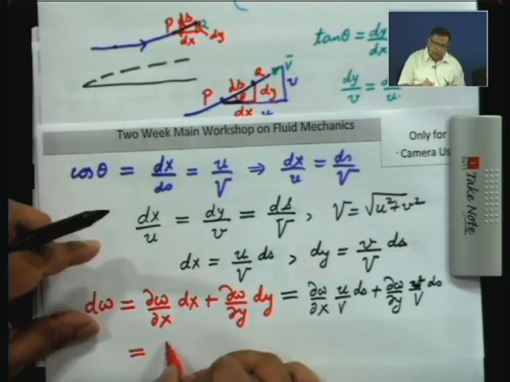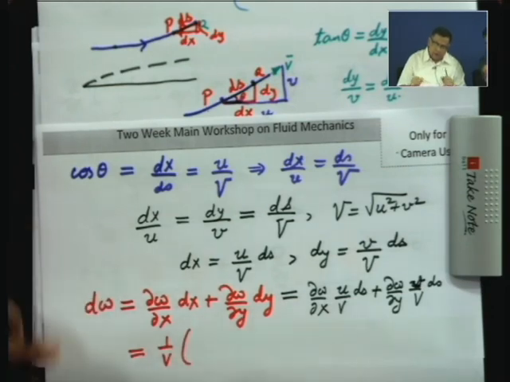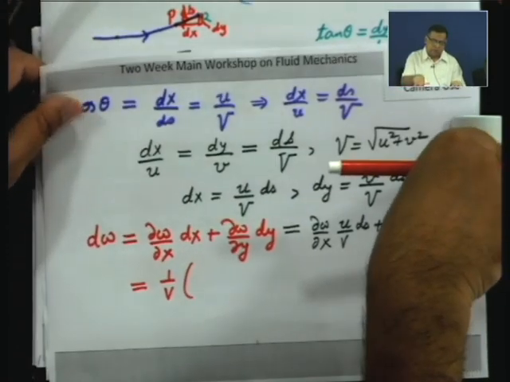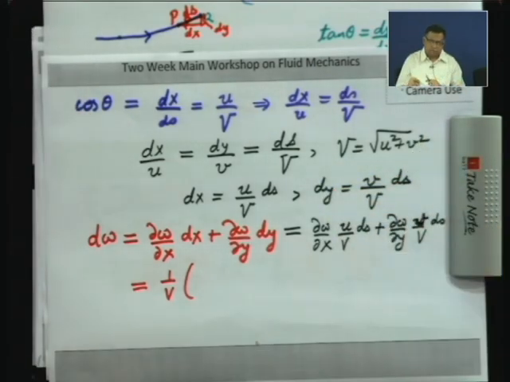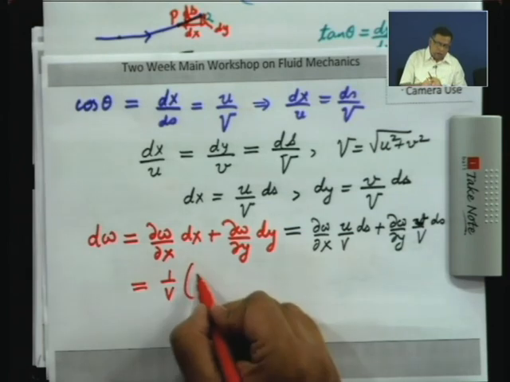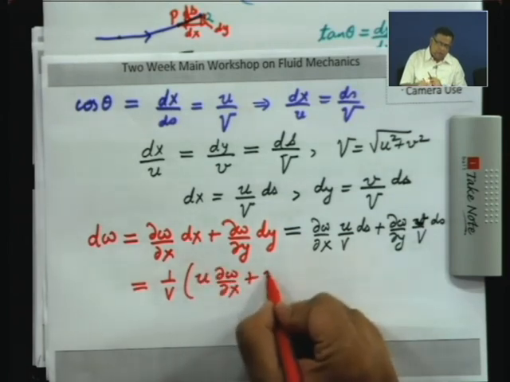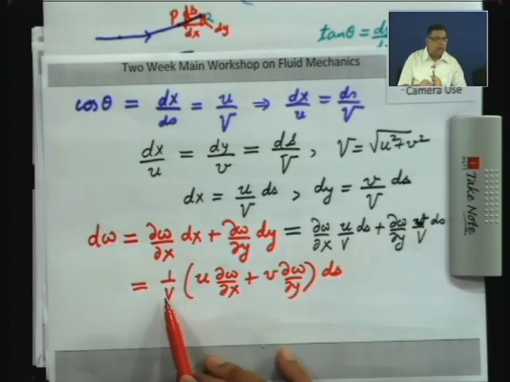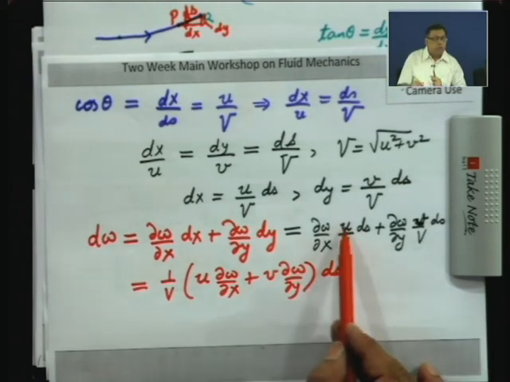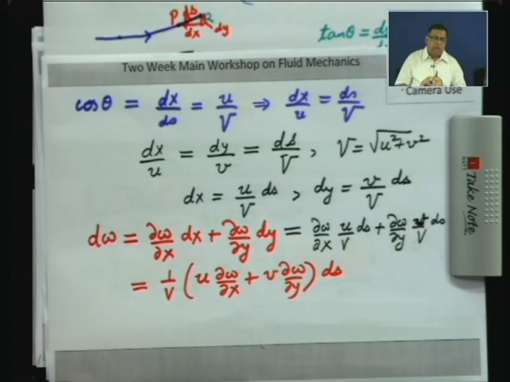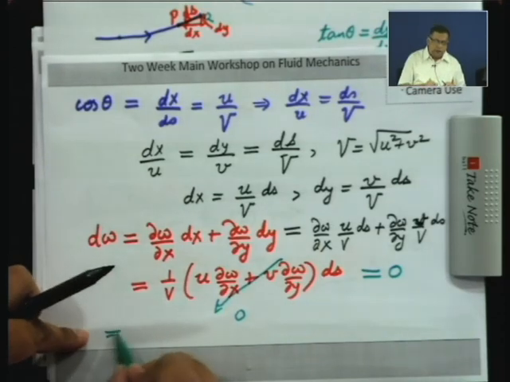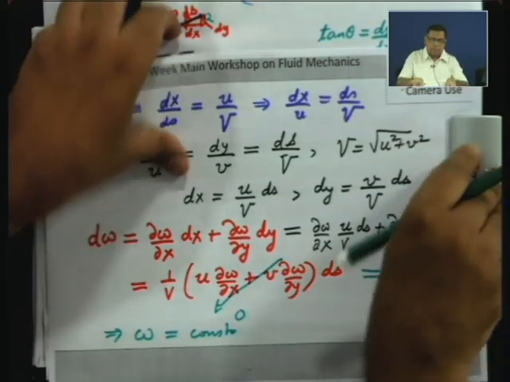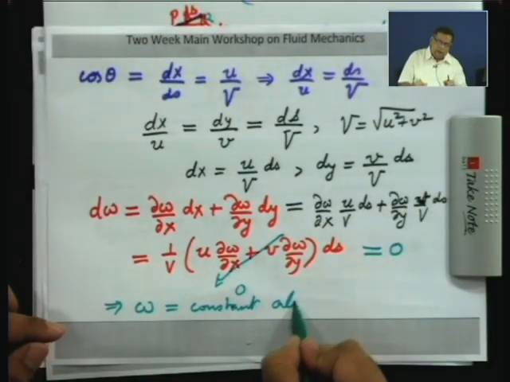So, this can be written as, if I factor out the 1 by V, u del omega del x plus v del omega del y ds. So, we can factor out the ds by V. I have written the ds on this side and the 1 by V here to put it in a neat form, but what you see is that you have u multiplied by del omega del x plus v multiplied by del omega del y. Now, we have shown that this quantity is 0. That means, d omega is 0 between the 2 points on the same streamline. That means that omega is a constant along a streamline.